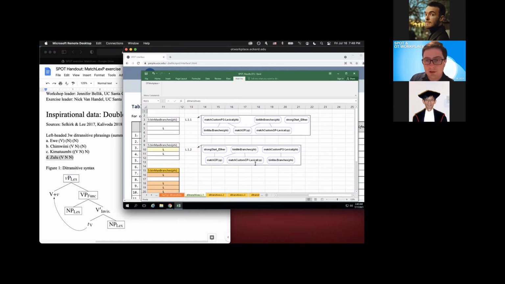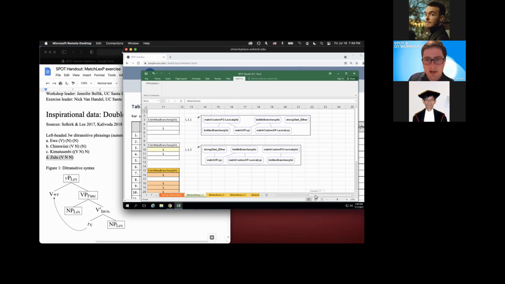But it's also possible to come up with a different analysis where, say, what's different about this one? In the second ranking, now Strong Start is ranked above Match XP instead of match prosody to syntax. And so you can start to see the different types of rankings that give rise to different languages.